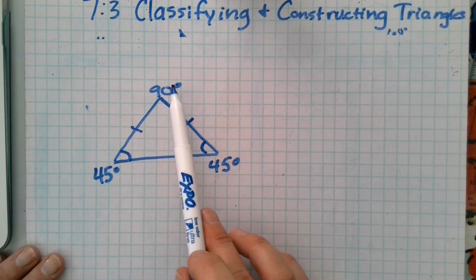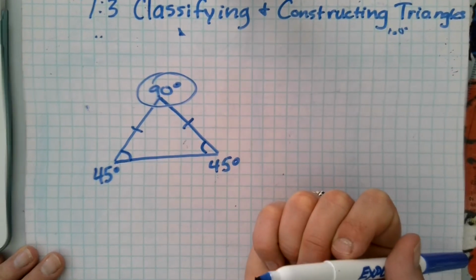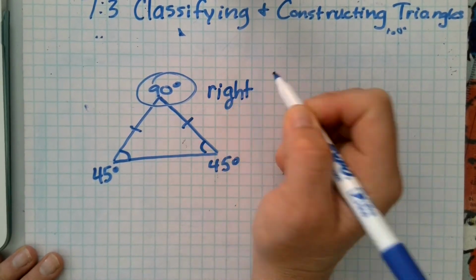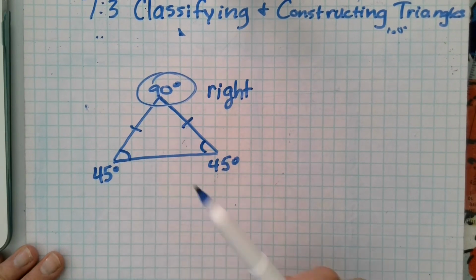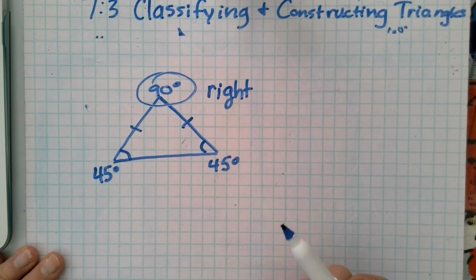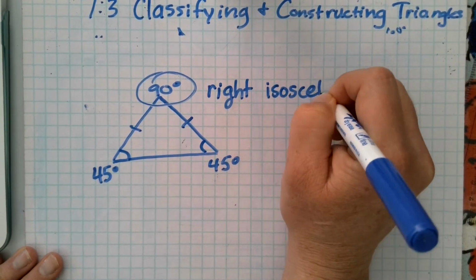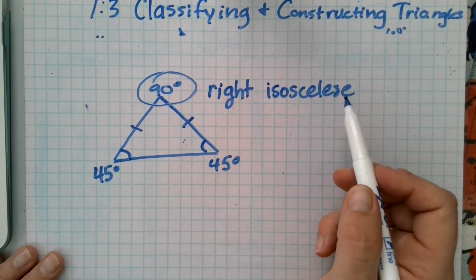So what we notice is that we have a 90-degree angle here. And that tells us it's a right triangle, right? But then we have to look at other parts of this. Do we have two equal sides? We do. Remember, we have two equal sleeves on a shirt, so it's going to be a right isosceles. Remember, we're going to use as many terms as we possibly can to describe this triangle.